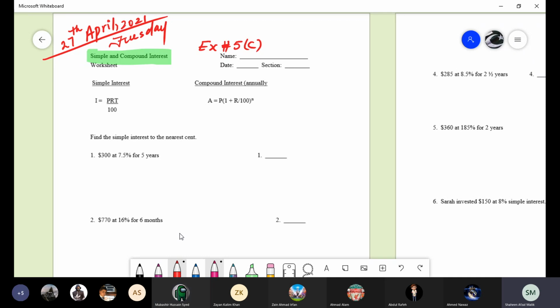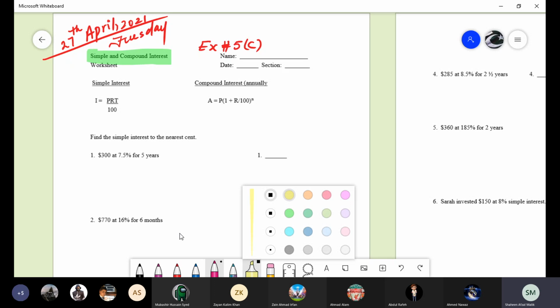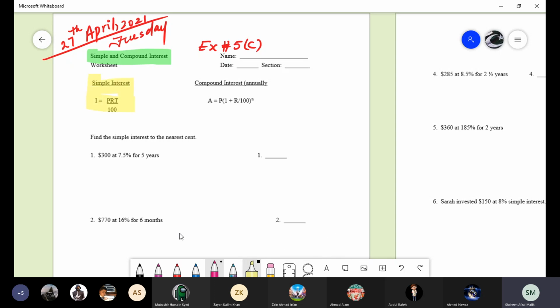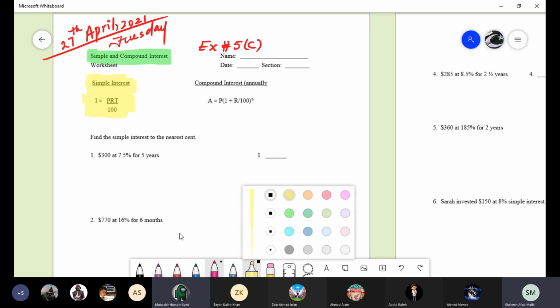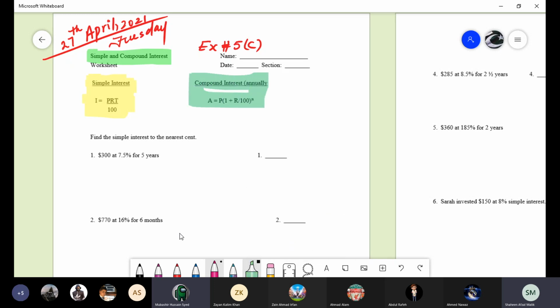Okay, so let's start with this worksheet. This is related to the simple and compound interest, exercise number 5C. Do you remember that there are only two formulas that we have done in the class? One is for the simple interest, and the second is for the compound interest. What is the formula for the simple interest? Simple interest is equal to PRT over 100.